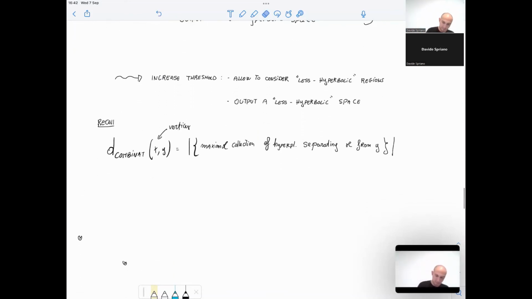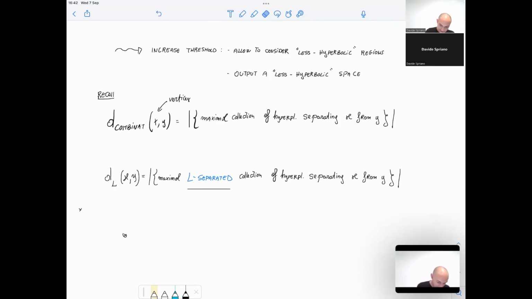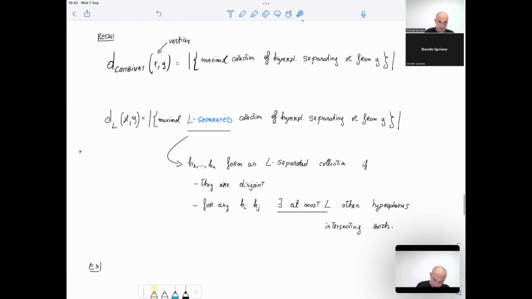So, to put this on the board again, the distance between two vertices in the one skeleton is the size of the maximal collection of hyperplanes separating x from y. And the new distance we need to define, which has this threshold L embedded in it, is the L distance between x and y, defined to be the size of the maximal L-separated collection of hyperplanes separating x from y. And what does L-separated mean? A collection H1, ..., Hn forms an L-separated collection if H1, ..., Hn are pairwise disjoint.